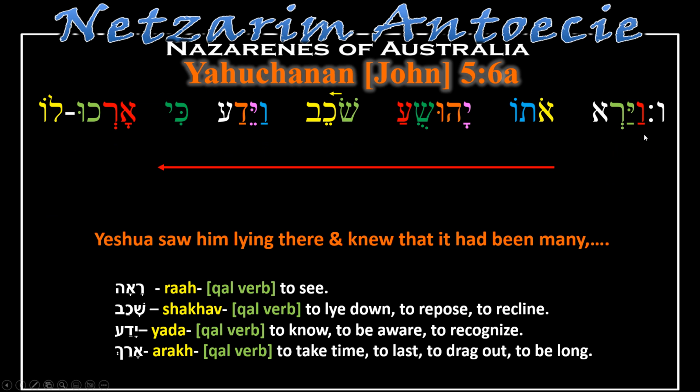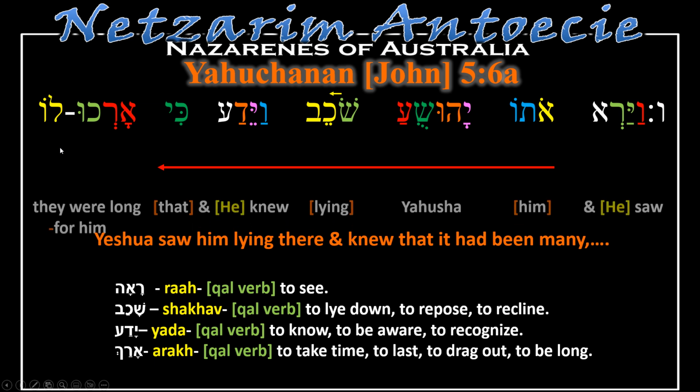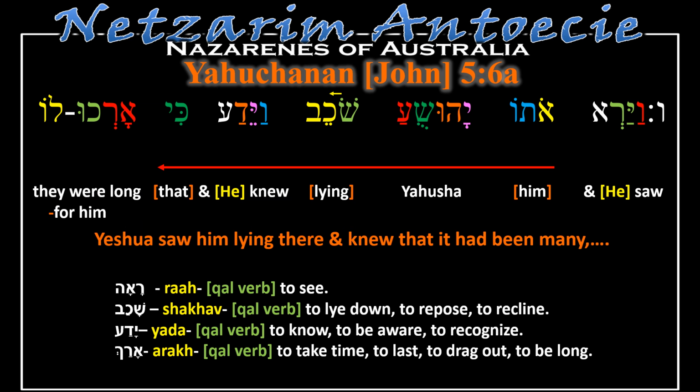So we're going to read that. Vayar, Oto, Yahushua, Shokhev, Vayeda, ki, arku lo. And the literal translation: and he saw him, Yahusha, lying, and he knew that they were long for him.